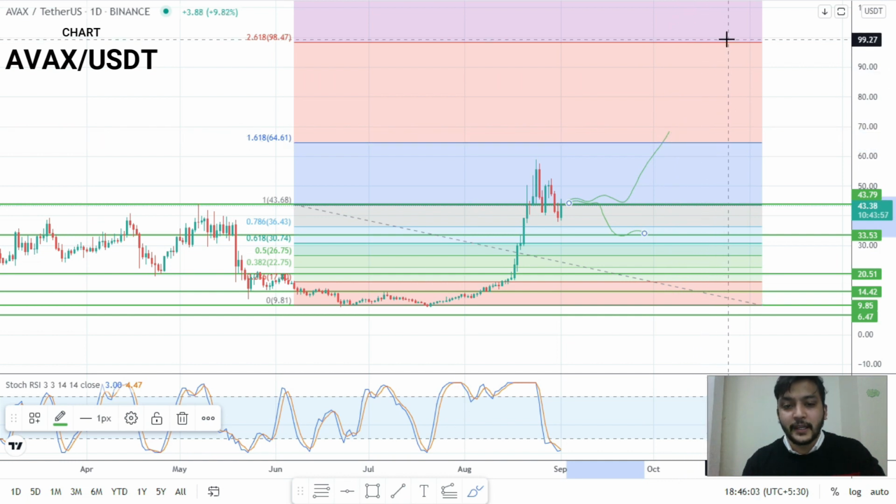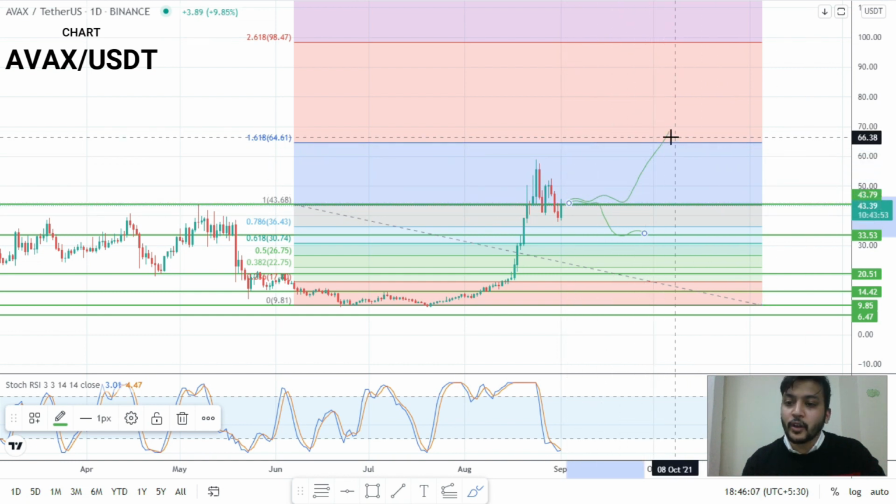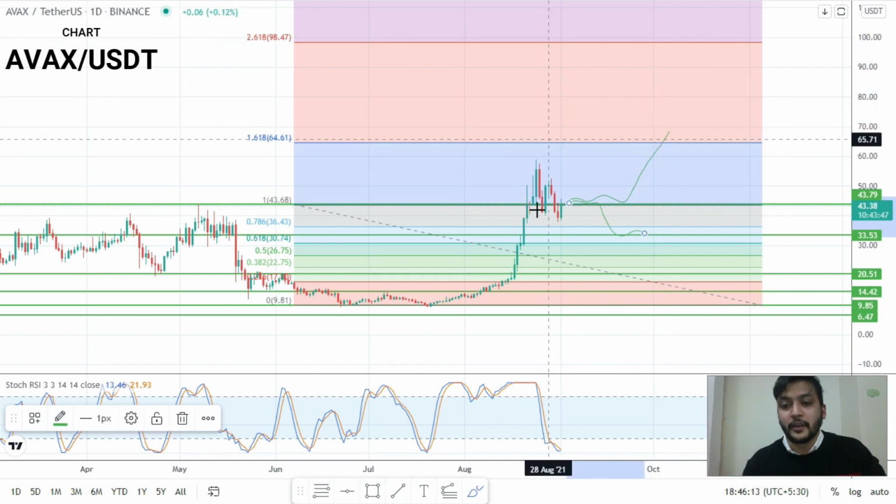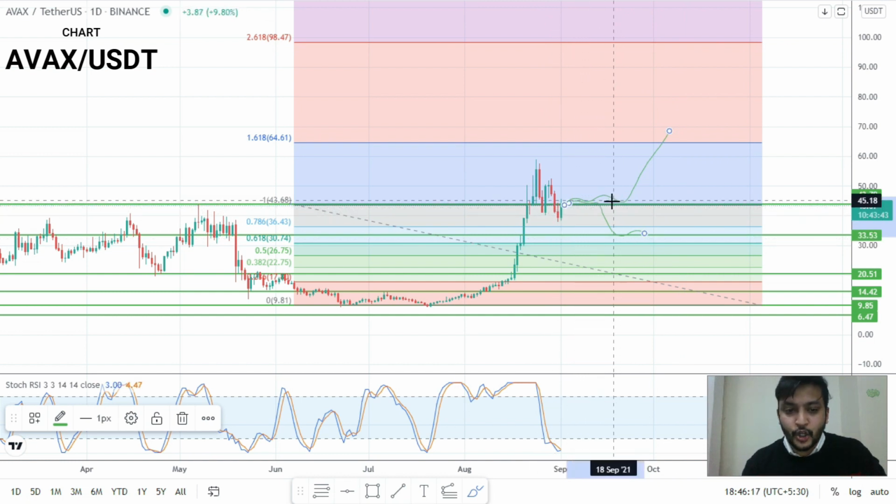with a target of 98. But if you're longing from the $44 region, $64 could be a good take profit area for you. And if you're longing from 64, 98 could be a good take profit area for you. For day traders, if this support breaks, then you can start shorting at around $44 with the stop loss a little bit above it and the target of around $33. So these are two good points.